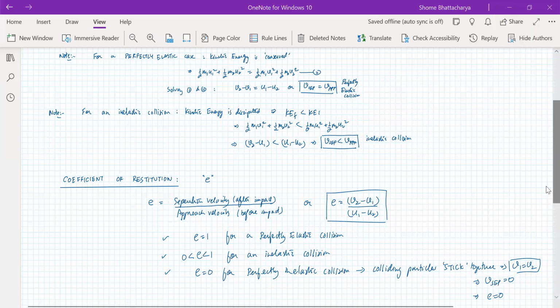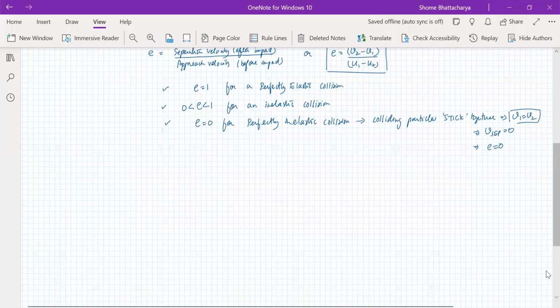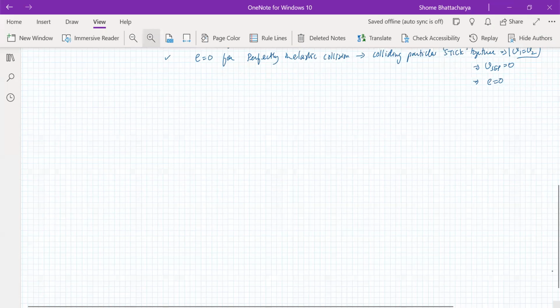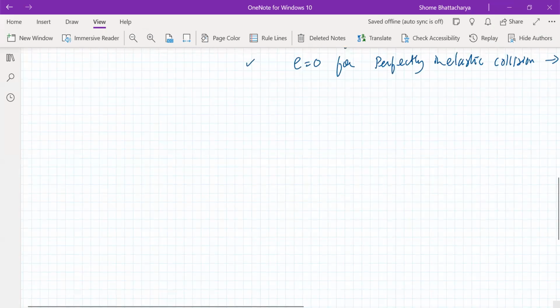Okay, so let's see how we can utilize this in a numerical situation.